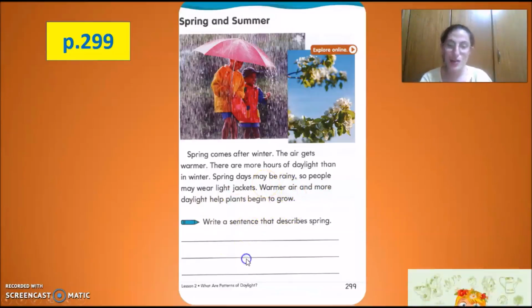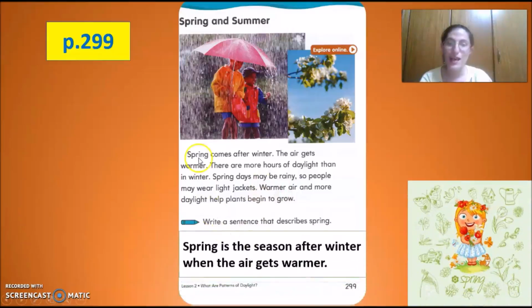It is true. Correct. I'm very proud of you guys. Spring is the season after winter when the air gets warmer. Clear? So spring is the season after winter when the air gets warmer. What you have to do, guys, is to stop the video and copy this sentence neatly and properly underlined on page 299. Spring is the season after winter when the air gets warmer. Clear so far? Great. Let's move on.